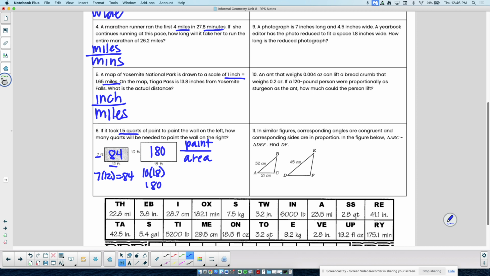So now when we go in and write our proportion, we're comparing paint to area. Well, it took 1.5 quarts to paint this wall. So we're going to have 1.5 over 84 is equal to, we're looking for the amount of paint over 180. So you guys have to still solve that, but now it's set up for you.